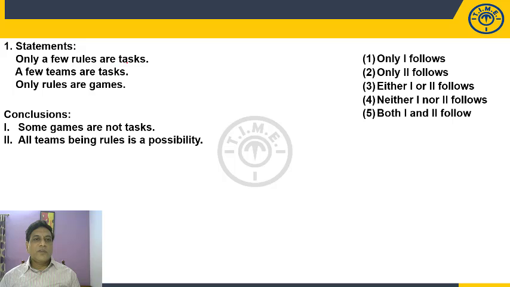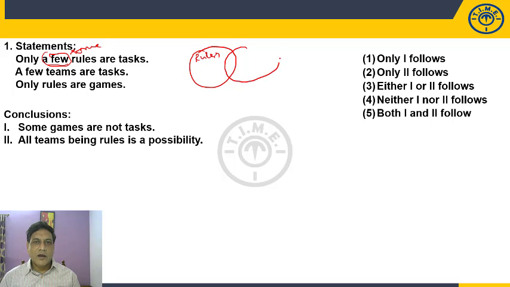Only a few rules are tasks. Now these are rules. A few means it is the same as some. Some rules are tasks. Now what does this word only indicate? Only some rules are tasks.